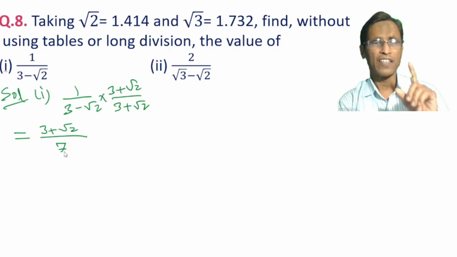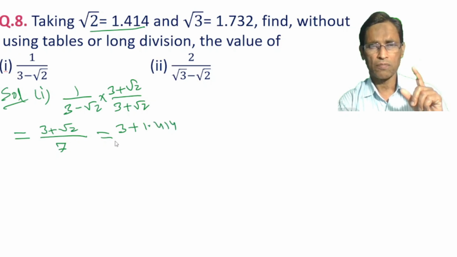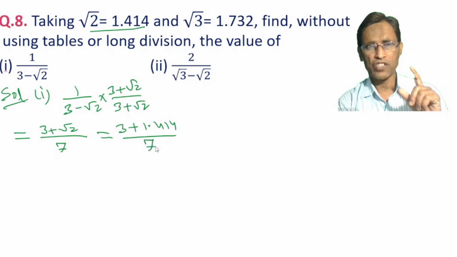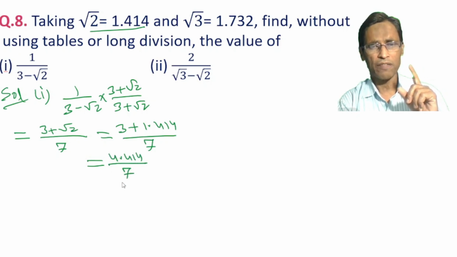Now we find the denominator is rational but the numerator is irrational. So we put in the value of the irrational number √2 from the information given. Therefore, 3 + √2, we will take as 3 + 1.414, by 7. That will be 4.414 by 7. Its decimal fraction will be 0.63. Answer.